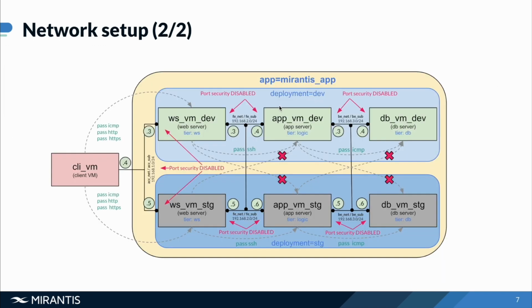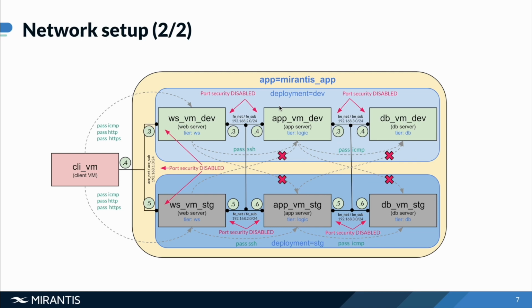In this slide, I will visualize all the components of the lab along with relevant traffic flows. As shown in the diagram, our 3-tier Mirantis app comprises development and staging deployments. The client VM can access web server of development and staging environment with ICMP, HTTP, and HTTPS only.